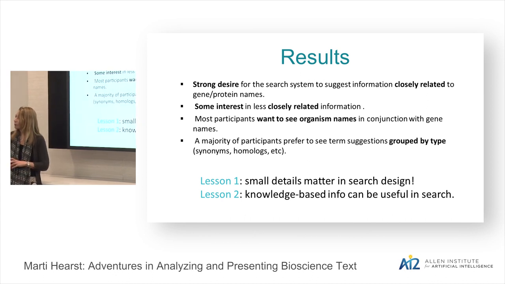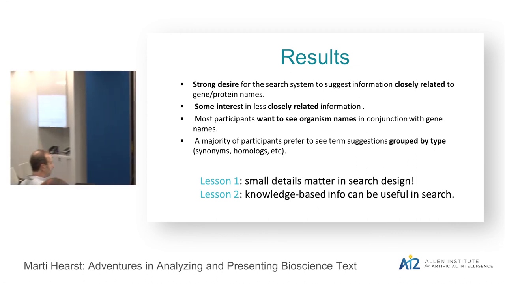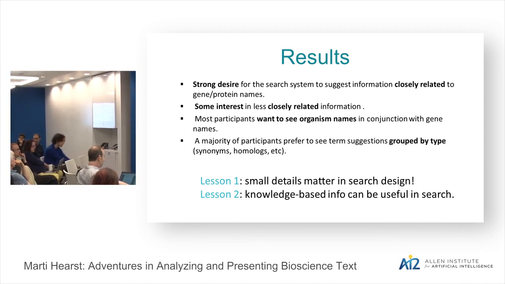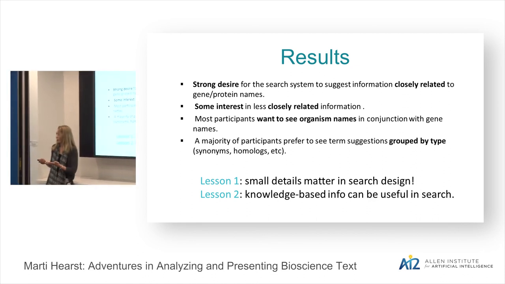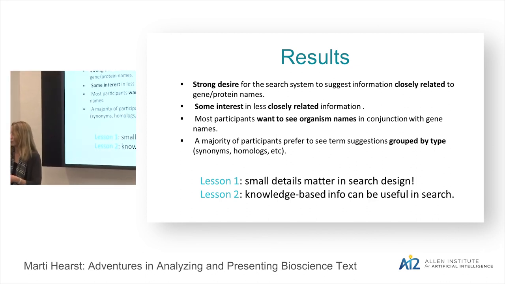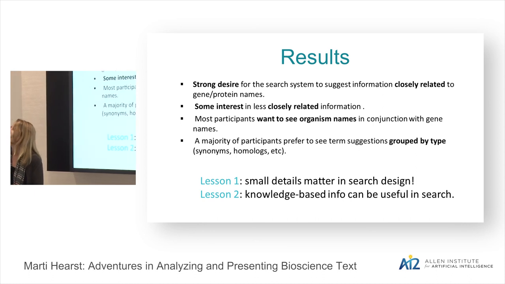Yeah? Do you have reasons to think that other subgroups among biomedical researchers would not agree with this? Yeah, because you mentioned that this particular subgroup of researchers, genomics researchers, would care about homologs and so on, but somebody else probably wouldn't care about homologs to genes. But if it didn't come up at the wrong time, then they wouldn't mind if somebody else saw it. It's just a matter of not showing inappropriate information at the wrong time.